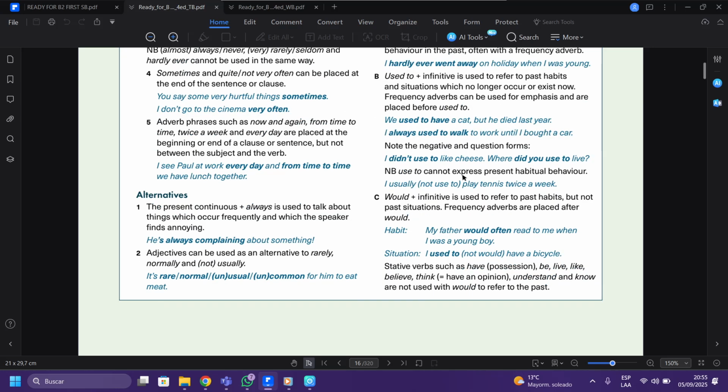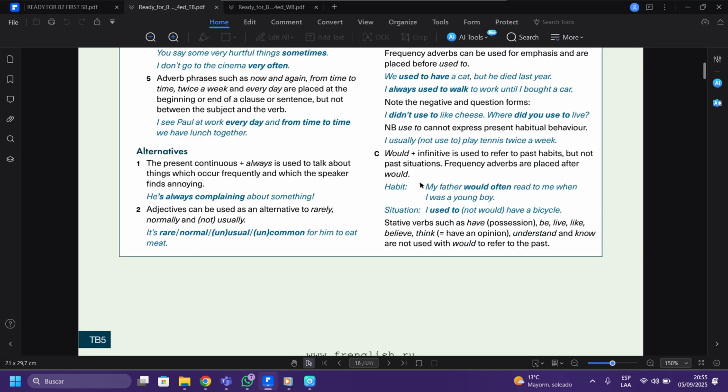For example, we used to have a cat, but he died last year. Or, I always used to walk to work until I bought a car. That is the way that we use it. This is an important note because the negative and question forms go like this. I didn't use to like cheese, right? Or, where did you use to live, right? These are the ways that we can alternate these kinds of phrases.